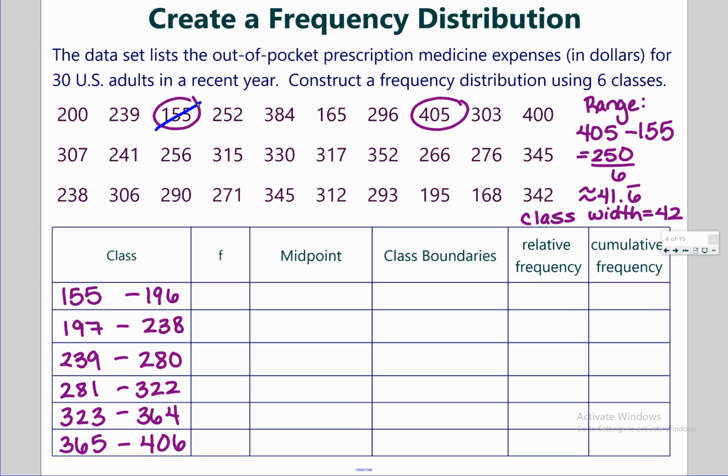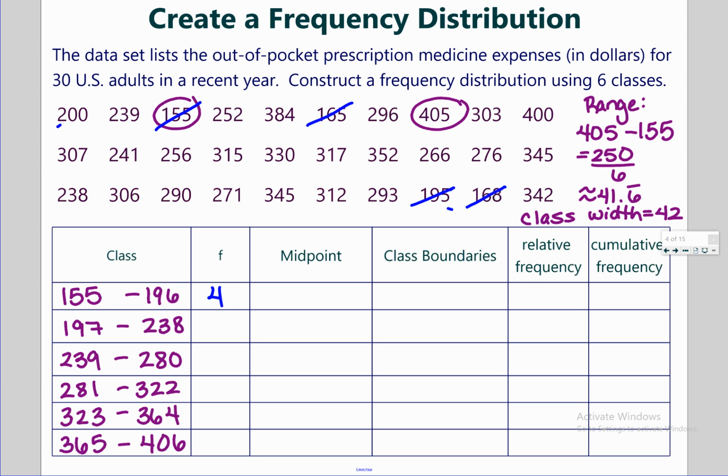Okay, so in my first class, between 155 and 196, I've got 155, 165, what else? 195, 168. Are there just 4 of them? Does that look good? Okay, obviously if the data was ordered, this part would be a little bit easier. Okay, between 197 and 238 then.